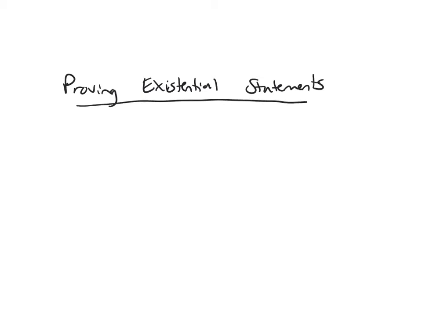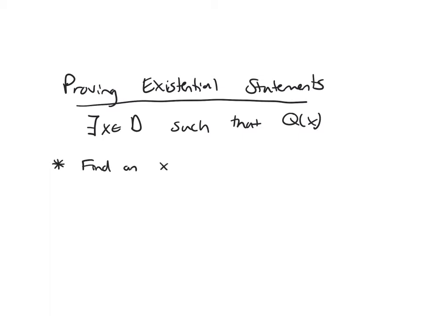So now let's talk about proving existential statements. These are statements that look like: for there exists an x in D such that Q of x. So what you need to do to prove this statement is find an x in the set D that makes Q of x true.